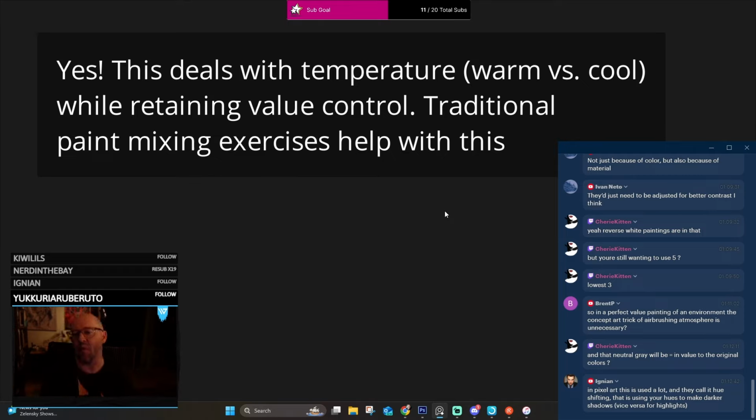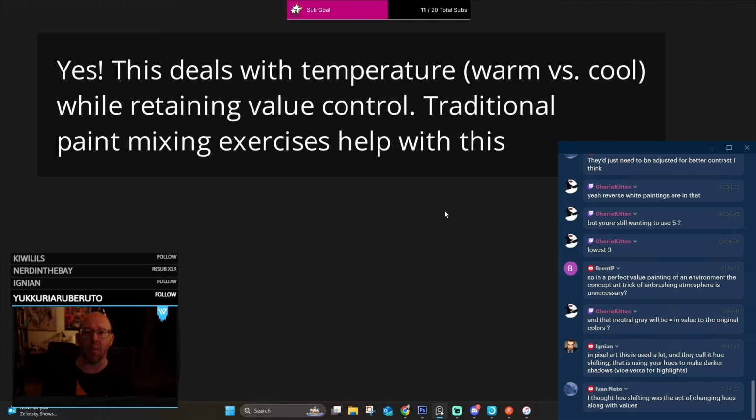And that neutral gray will be equal in value to the original colors, yes. But what if the two colors are different values? Because remember what chroma is, every color lives in a certain place. If you have yellow, that is way lighter than ultramarine blue. So even if it's blue and yellow and they contrast and one's cool and one's warm, that's going to be a lighter midtone because that yellow is going to overpower the crap out of that blue.